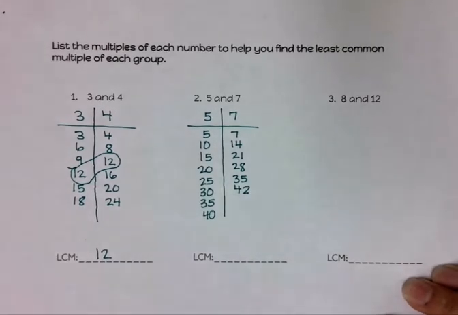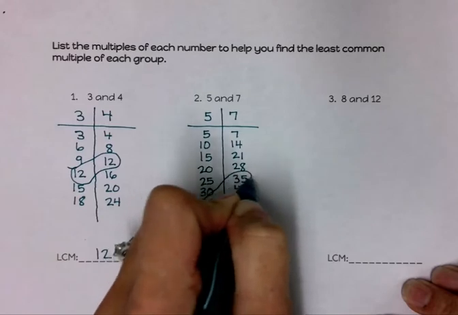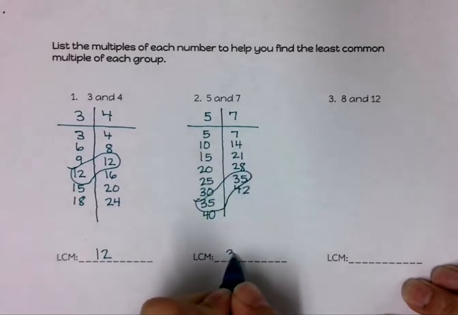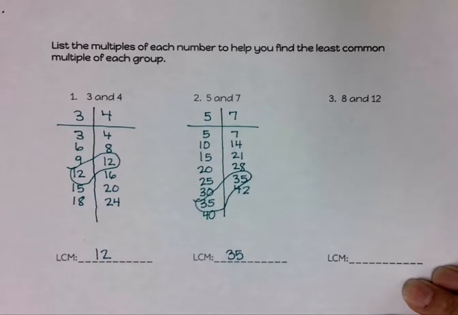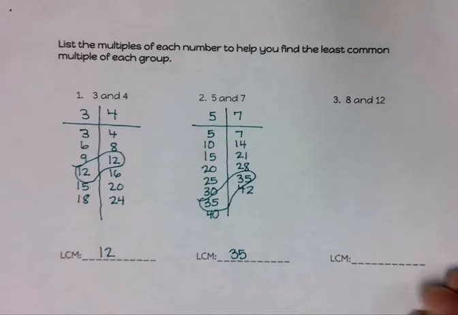Okay, let's now look at our list and see if we can find the smallest common multiple, a multiple that is going to be the same between our list of 5 and 7. So what is the least common multiple of 5 and 7? If you circled 35, you are correct. Our LCM is 35.